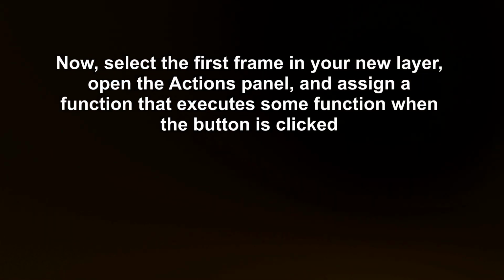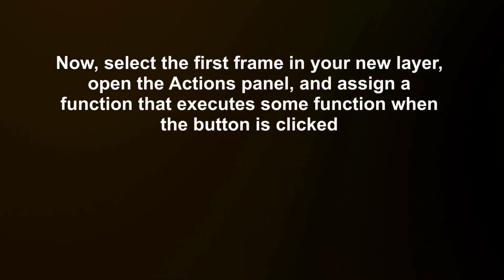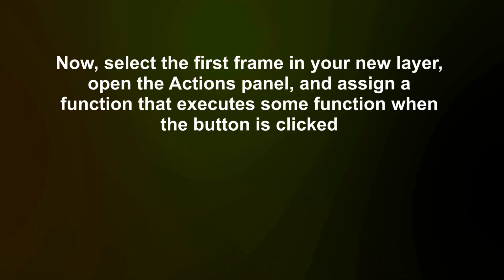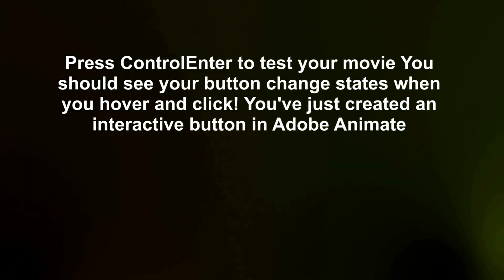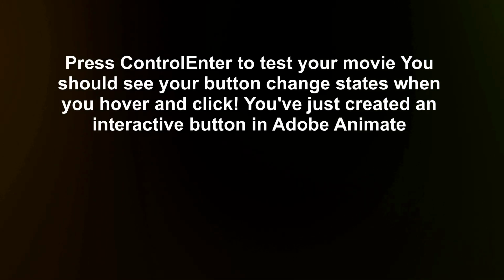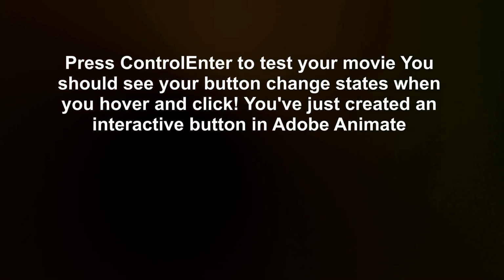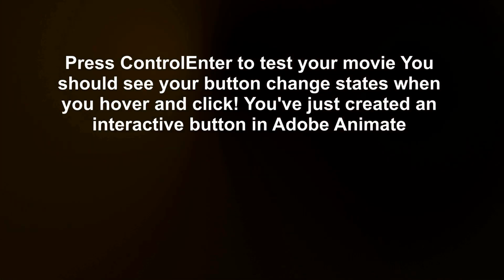Now, select the first frame in your new layer, open the Actions panel, and assign a function that executes some function when the button is clicked. Press Ctrl-Enter to test your movie. You should see your button change states when you hover and click. You've just created an interactive button in Adobe Animate.